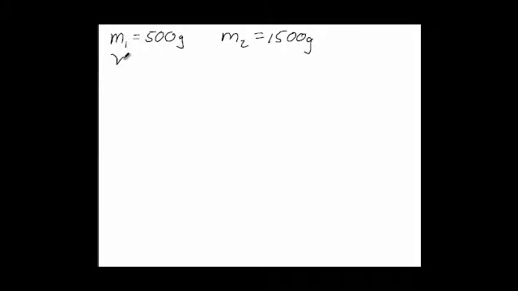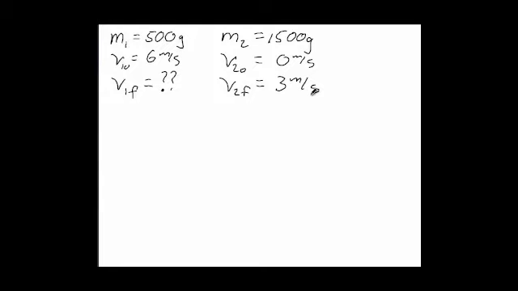In this case, cart 1 has a mass of 500 grams and cart 2 has a mass of 1,500 grams. Speed 1 original, again, is 6 meters per second. Speed 2 original is 0. We're going to find V1 final. V2 final, it kept going, so let's say that's 3 meters per second. Again, we start with our law of conservation of momentum.